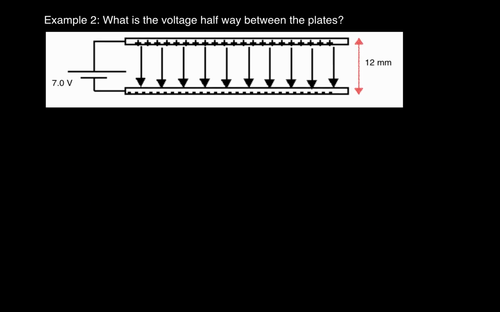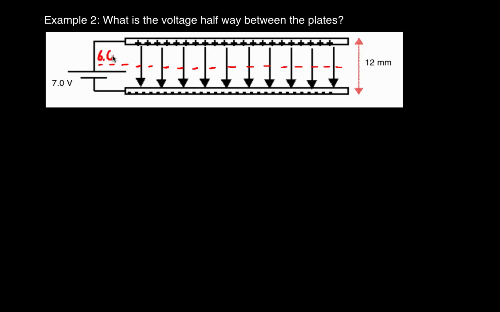For the second example, we have a parallel plate system where the plate separation distance is 12 millimeters and the battery connected to the plates is 7 volts. What is the voltage halfway between the plates? The voltage is different everywhere between the plates. So we're interested in the halfway point's voltage.